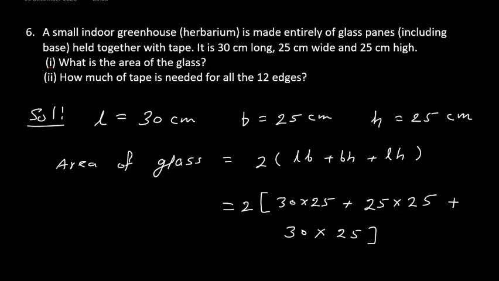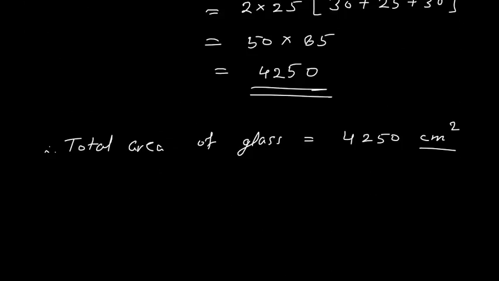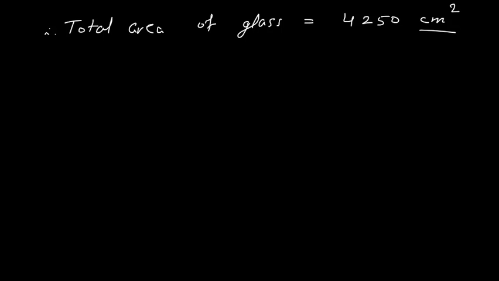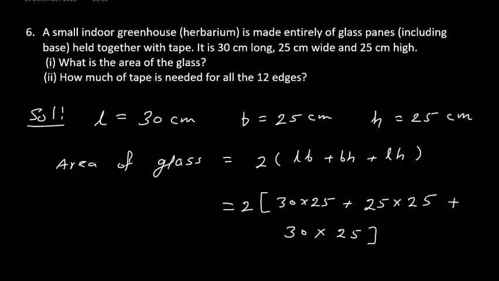So out of 12 edges, 4 edges are along the length, 4 edges are along the breadth and 4 edges are along the height. Means there are 4 edges of length 30 centimeter, 4 of length 25 centimeter and 4 of length 25 centimeters. So I will say the length of tape required, how much tape is needed.